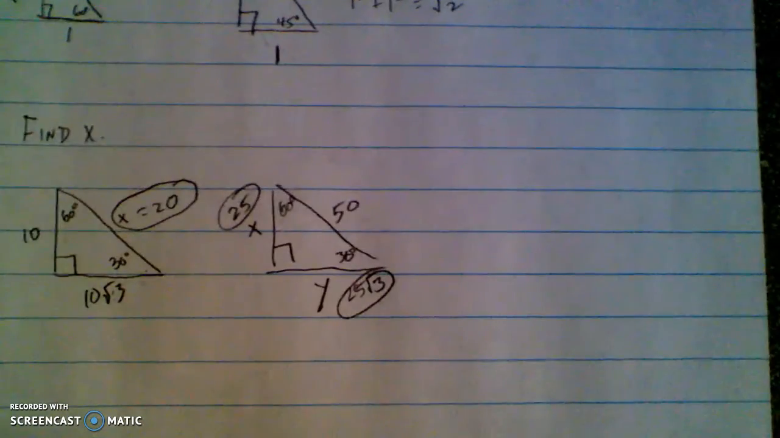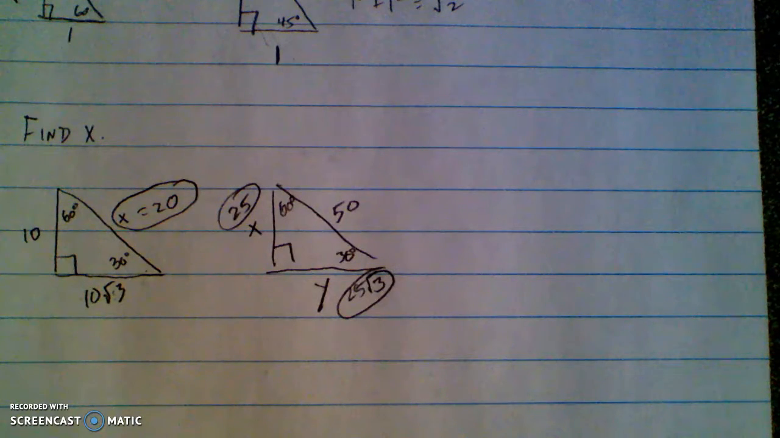So actually half of the hypotenuse, and you can look at it from either perspective. The hypotenuse is always double what the side opposite of 30 is, or the side opposite of 30 is always half of the hypotenuse. And then opposite 60 is always the side opposite of 30 times radical 3.